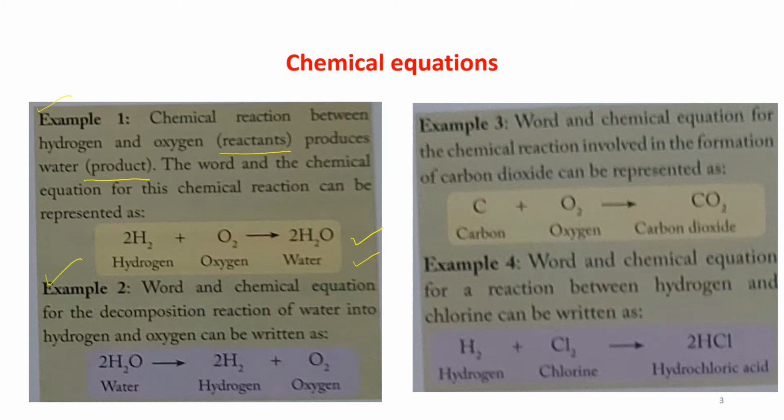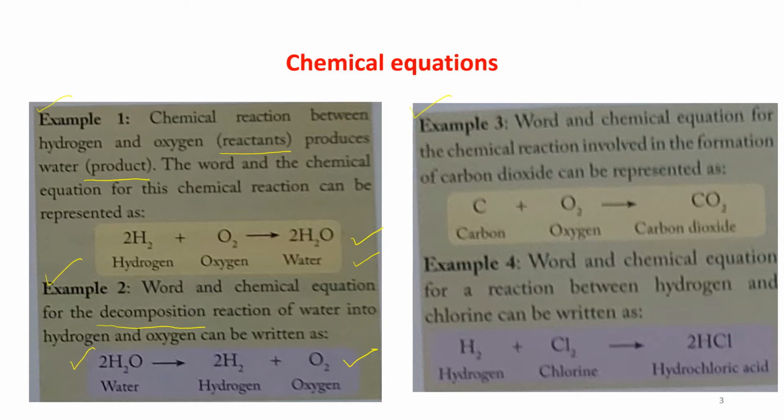Example 2. Word and chemical equation for the decomposition reaction of water into hydrogen and oxygen. Breaking of water into hydrogen and oxygen, that is known as decomposition, is given by 2H2O giving you 2H2 plus O2. That means water when decomposed gives hydrogen and oxygen.